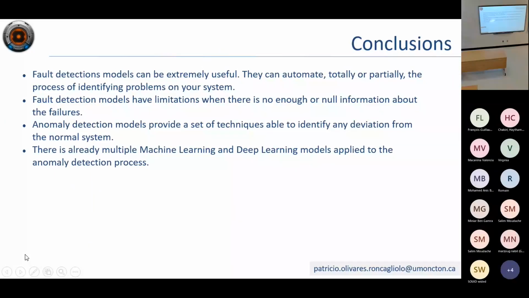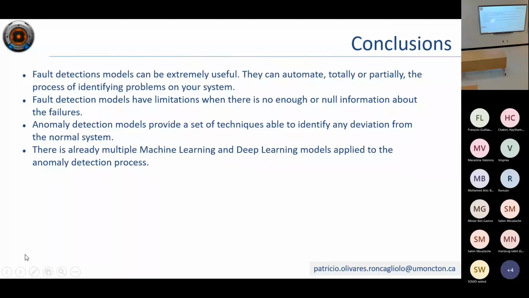To finish this presentation, I want to give you some conclusions. Fault detection models, that was the beginning of this presentation, are of course extremely useful, and you don't want to only use anomaly detection models if you have enough data from your errors. Anomaly detection models will only be a complement to what you are working on if you are working in fault detection, okay? In that sense, they can automate totally or partially the process of identifying different kinds of problems in your system.